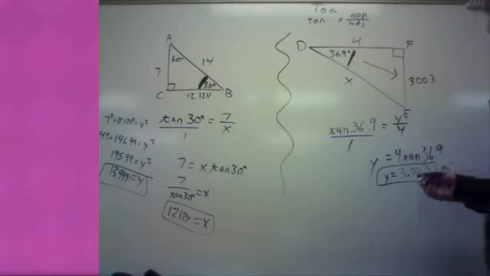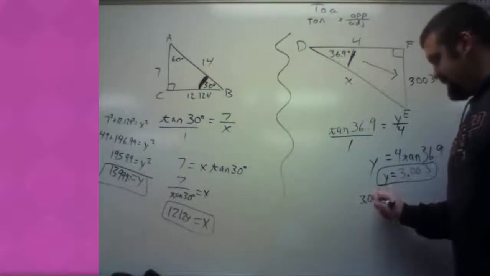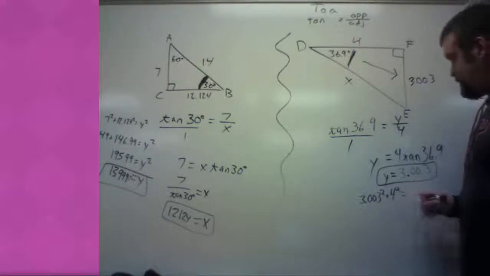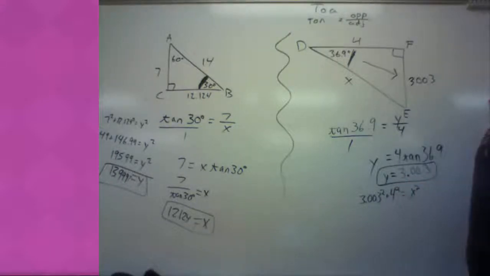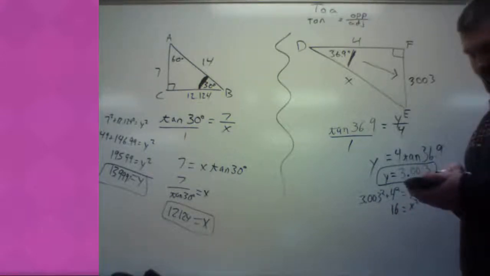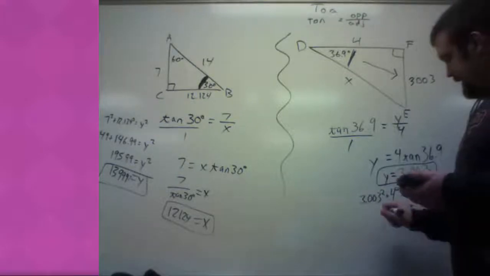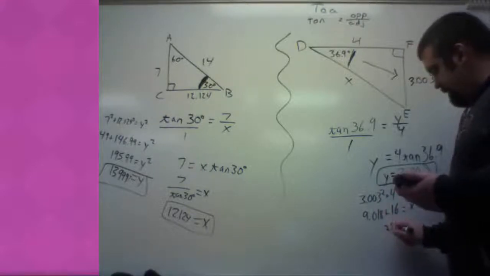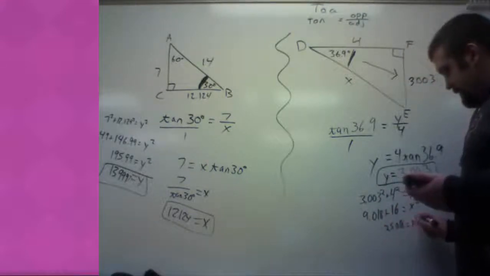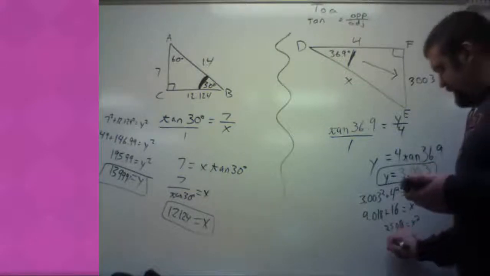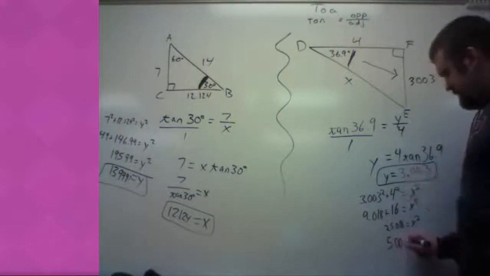All right, Pythagorean theorem time. 3.003 squared plus 4 squared equals, jumping ahead of myself, x squared. Well, this is 16. 3.003 squared, I get 9.018. So this is 25.018 equals x squared. Square root both sides, so 25.018 to the 0.5. And I get a number that's real close to 5, and I am not surprised.